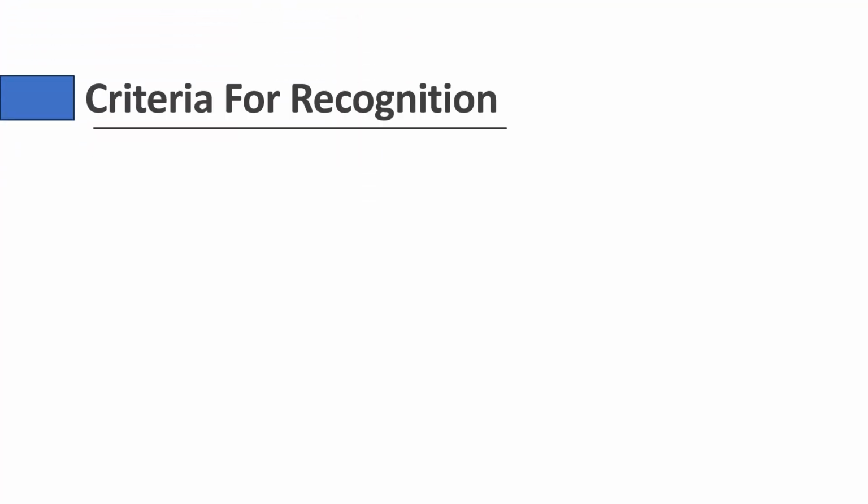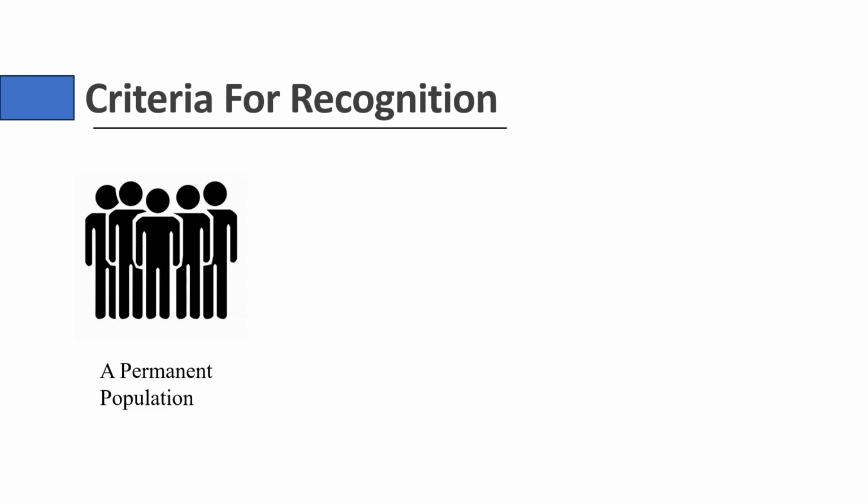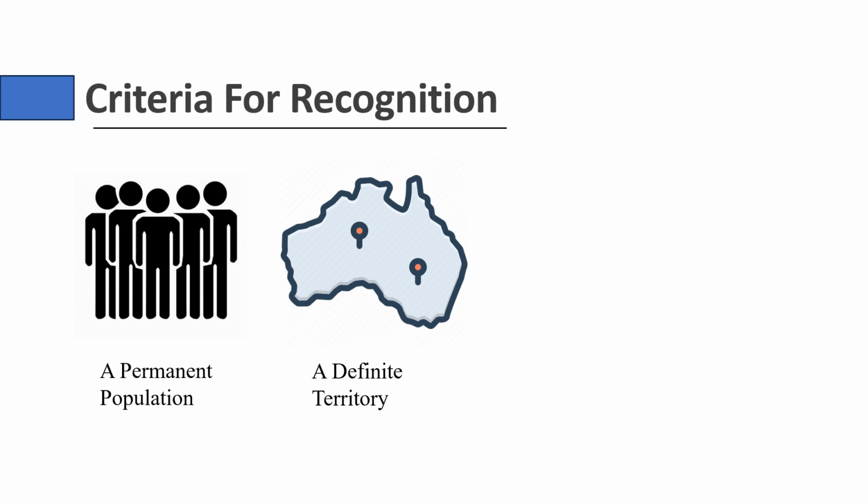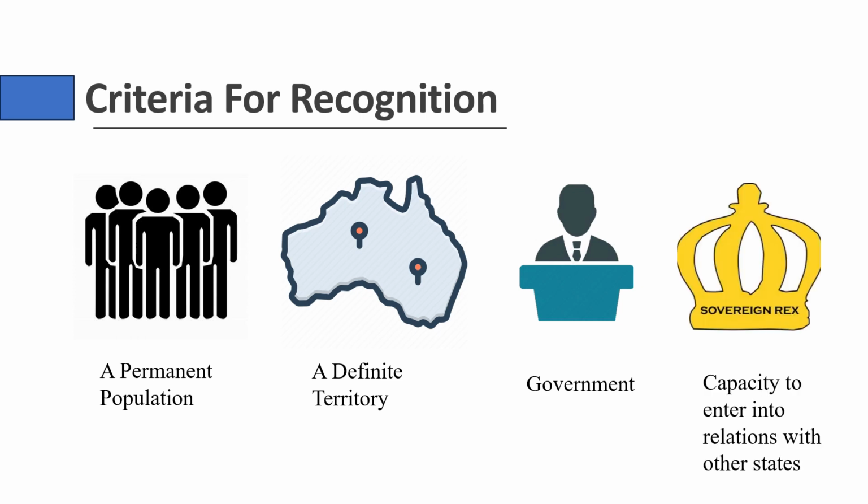Now, there are some criteria that are set for attaining the status of statehood for recognition. These criteria are set by Article 1 of the Montevideo Convention on Rights and Duties of the States. The first is a state needs to have a permanent population that lives on a definite territory which is ruled by a legitimate government, and the state needs to be sovereign. It needs not to be under the control of any other state and should have the capacity to enter into relation with other states.